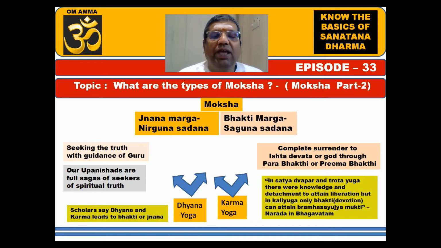Now here we have Dhyana Yoga and Karma Yoga. Scholars say they lead to Bhakti or Jnana, and from there you will reach Moksha. So the two major streams are Nirguna Sadhana and Saguna Sadhana, what we call Jnana Marga and Bhakti Marga.